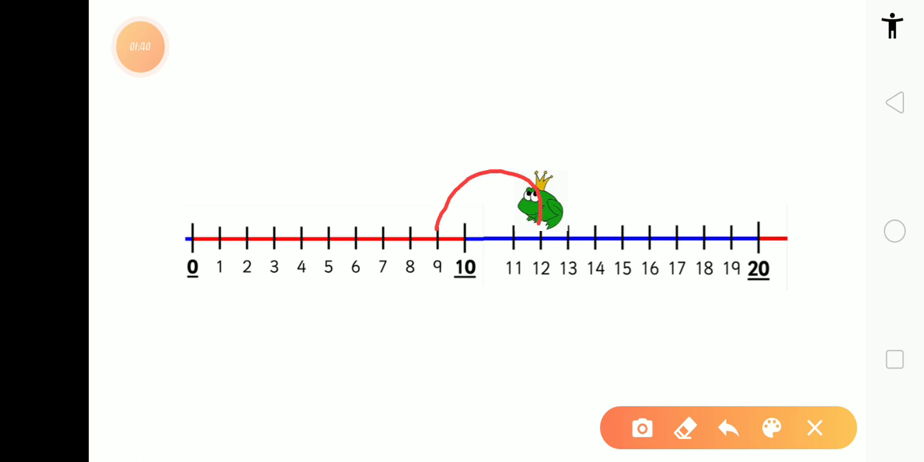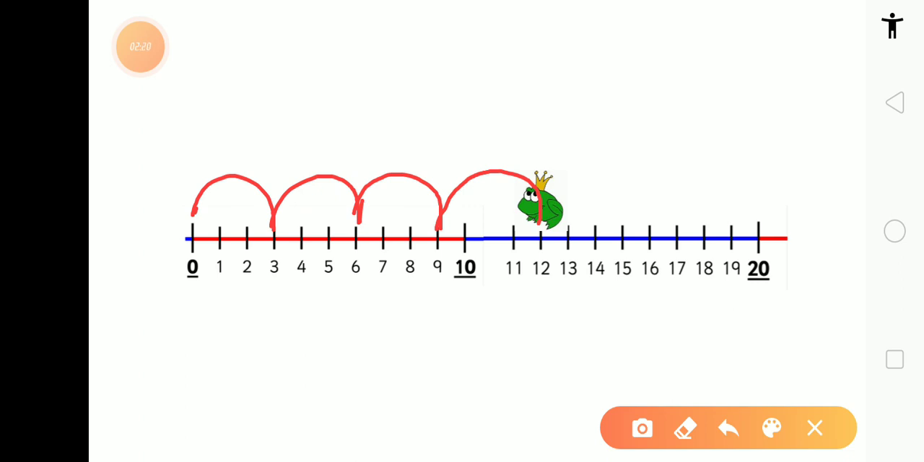Okay, right? And after that we will count 3 more, 1, 2 and 3. Now the frog reaches 6, right? Now once again 1, 2 and 3. So now it jumps and reaches 3. Now after 3, 1, 2 and 3. So in its last jump the frog reaches 0. The frog reaches 0.